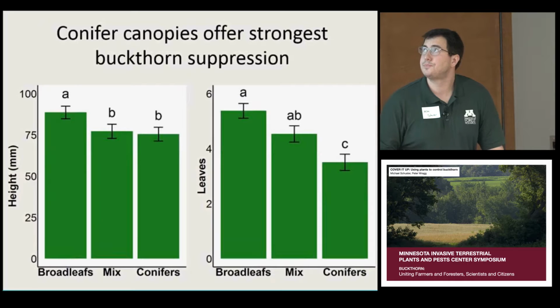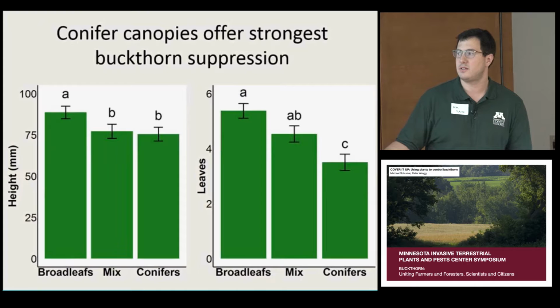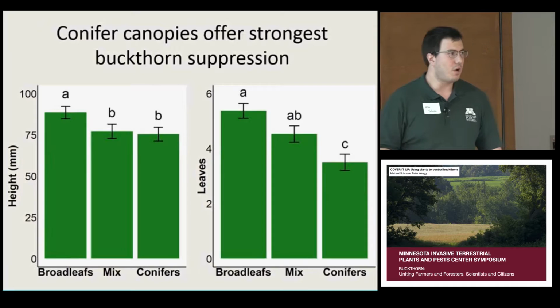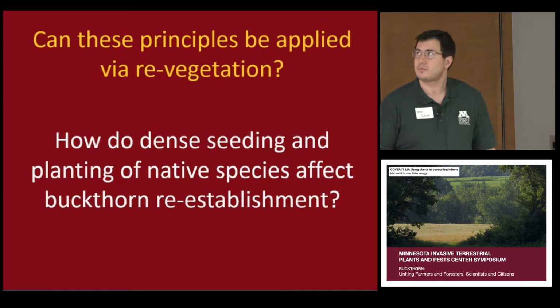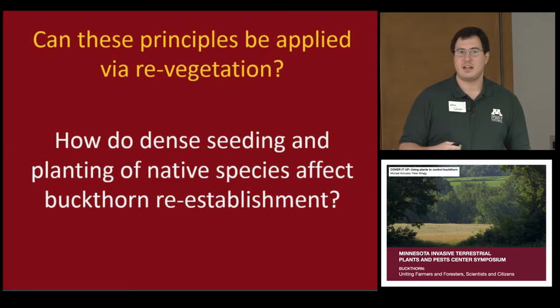Right. And because this is so tightly correlated with light availability, the suppressive effect of different functional types of trees is different. Broadleafs produce the largest buckthorns, whereas mixes and conifers produce smaller buckthorns. So conifers result in smaller buckthorns overall compared to broadleafs. So that's the first step, trying to get an idea of where those exclusion and suppression zones are. The next step then is seeing if we can actually apply these principles via revegetation to buckthorn removal.